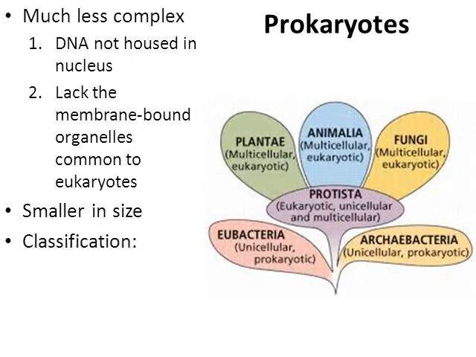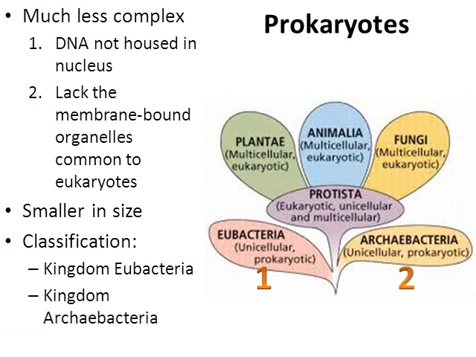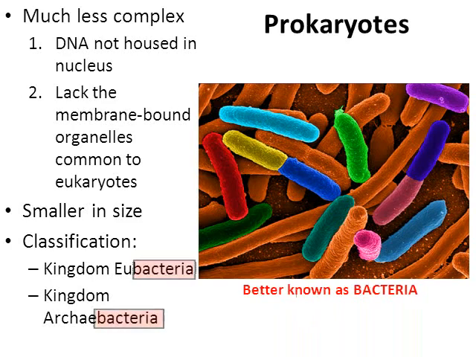When it comes to the classification of prokaryotes, here we have our picture of the 6 kingdoms of life, and one of them is labeled kingdom Eubacteria, and the other one is labeled kingdom Archaebacteria. So there's a little clue as to what types of organisms are prokaryotes. Prokaryotes are better known as bacteria. Whenever we hear the word bacteria, we are referring to prokaryotic cells.